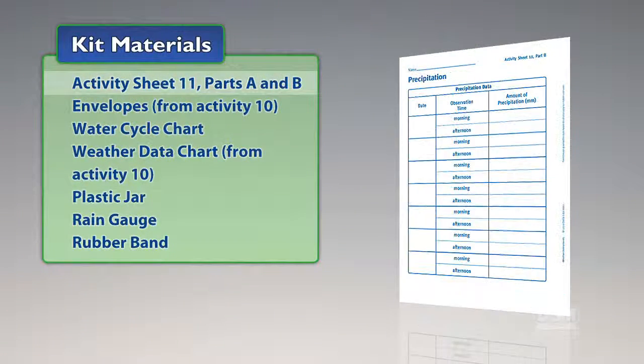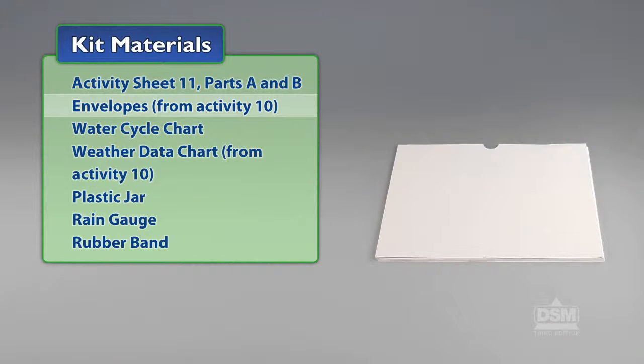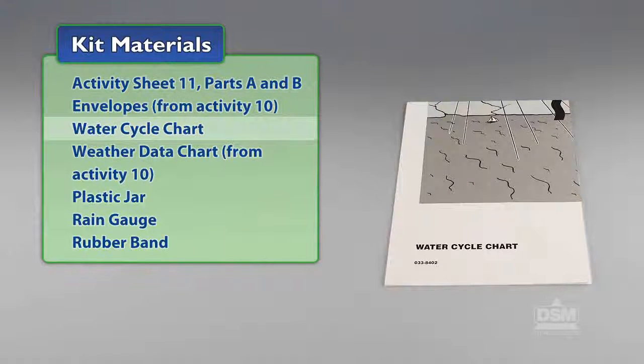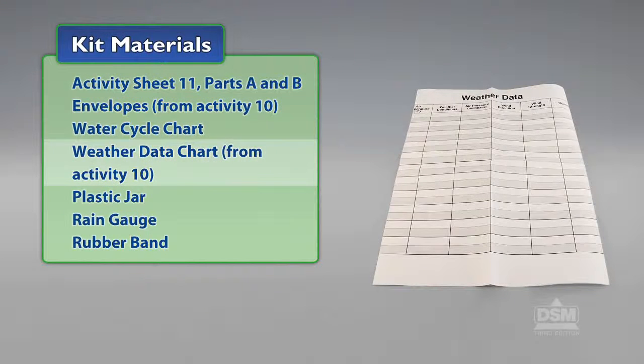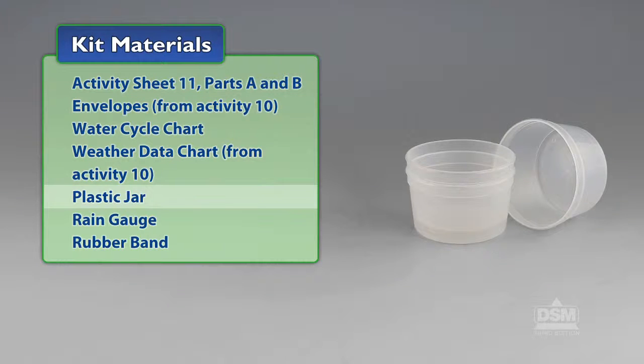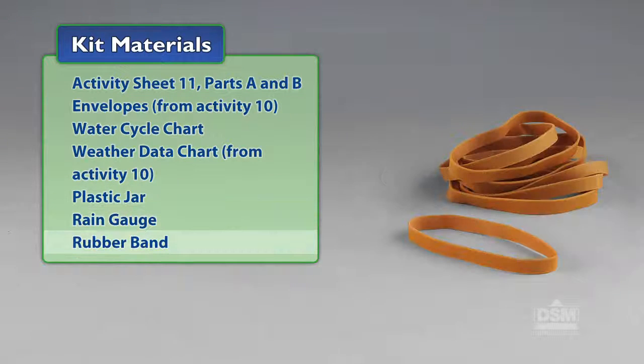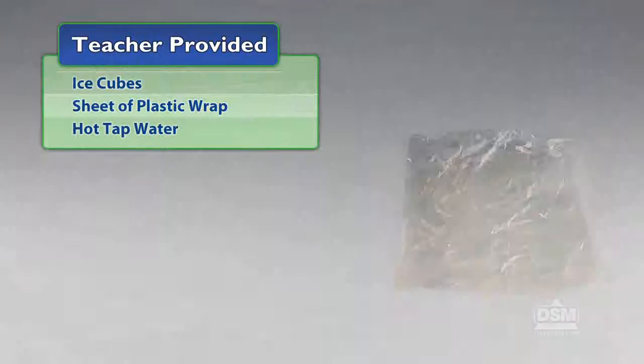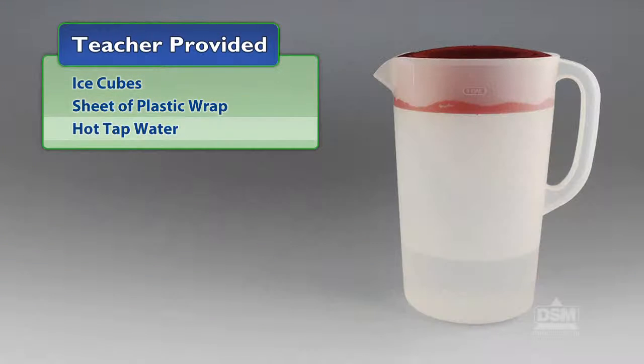You will need the following materials from the kit: Activity Sheet 11, Parts A and B, envelopes from Activity 10, water cycle chart, weather data chart from Activity 10, plastic jar, rain gauge, and a rubber band. You will also need to provide ice cubes, sheet of plastic wrap, and hot tap water.